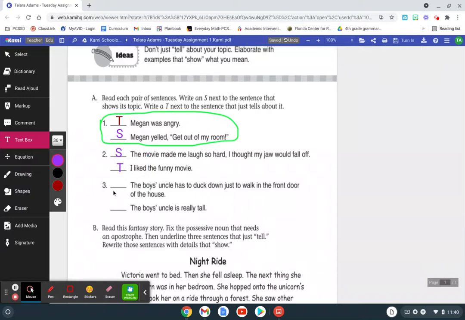Number three, complete that one on your own. Which one is telling and which one is actually showing what the author means? The boy's uncle has to duck down just to walk in the front door of the house. The boy's uncle is really tall. Which one is showing, elaborating what you mean? Write an S. And then write a T next to the one that's just telling. Pause this video as you complete number three.